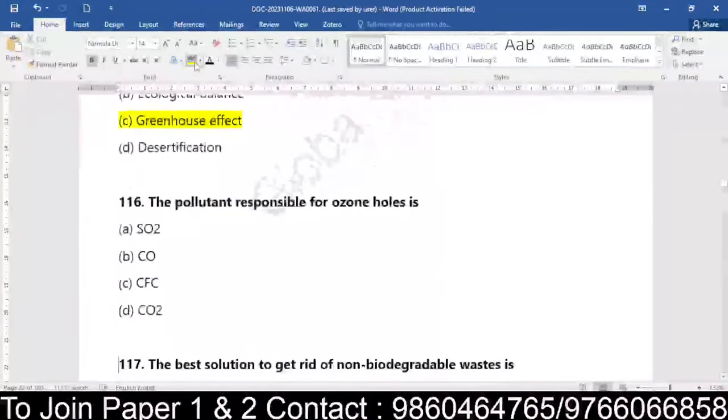Okay, the pollutant responsible for ozone holes. We are talking about the pollutant which is responsible for ozone holes: SO2, CO, CFC, CO2. Now we know that questions on ozone are very important, and they appear in some form or other, so you should know these questions very well. So the pollutant which is responsible for ozone holes is what? The options given are SO2, CO, CO2 and CFC. So yes, everyone, I am giving you a little bit of time, make sure that you have started. Yes, okay, I have got the 115th question.